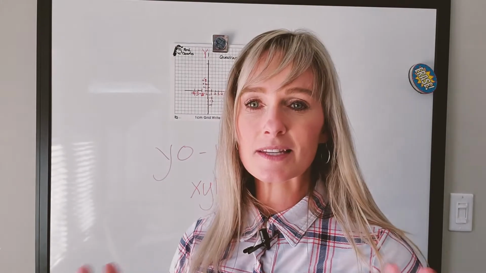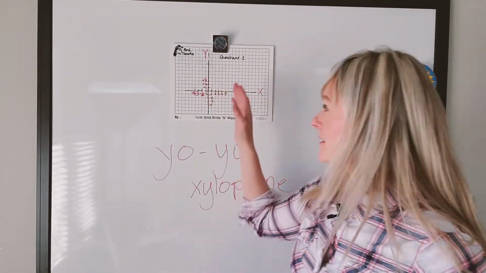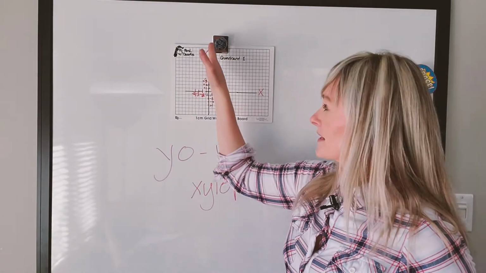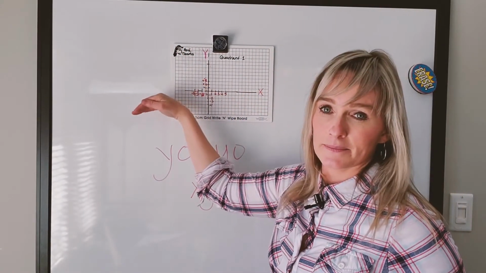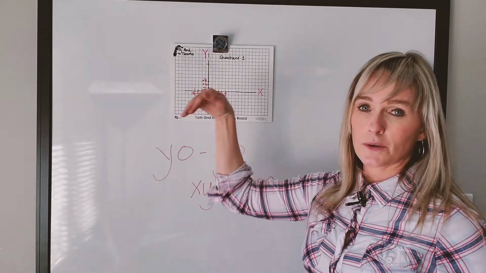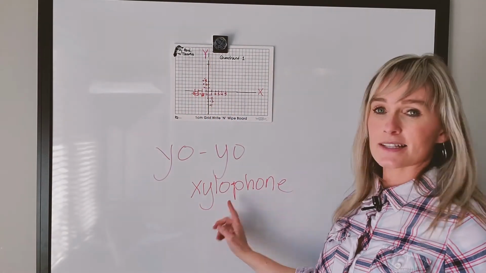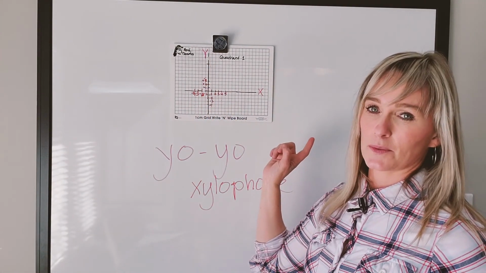Okay, so some things to remember. There are 4 quadrants. Think of it as a thermometer. Go this way like a number line. Y is for yo-yo, up and down. And X is for xylophone that goes this way.